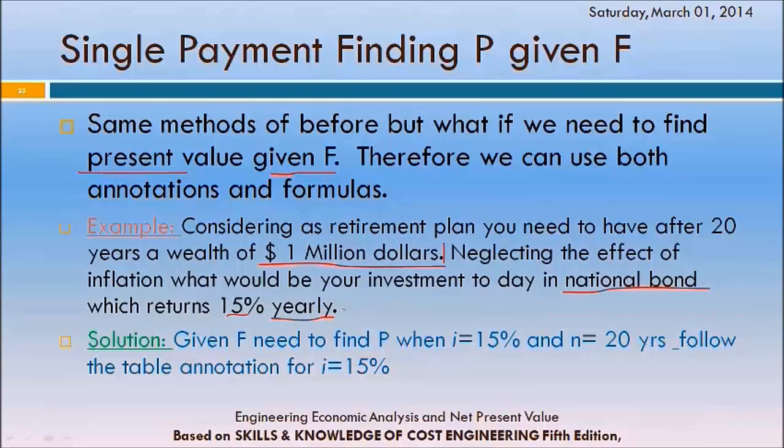So what do we know now? We know that 15% is the rate of return in national bonds, and we know that we need $1 million at the end of the 20th year, and it's a single payment yearly, as mentioned here. So we want to find P. Solution: given F, we need to find P. I is 15 and N equals 20. So we'll follow the table and use the 15% notation, and let's see.